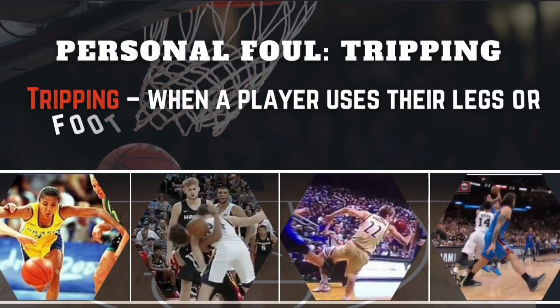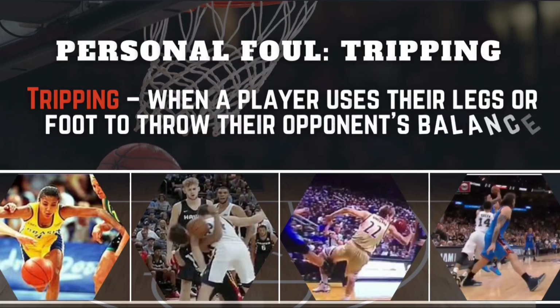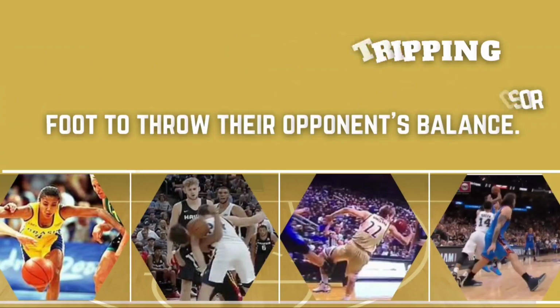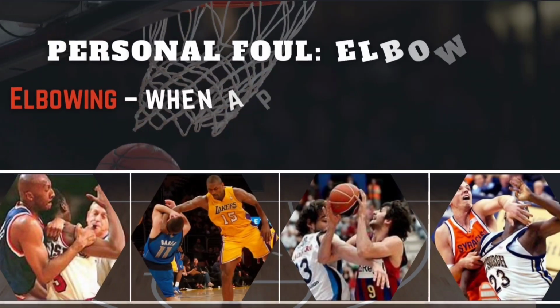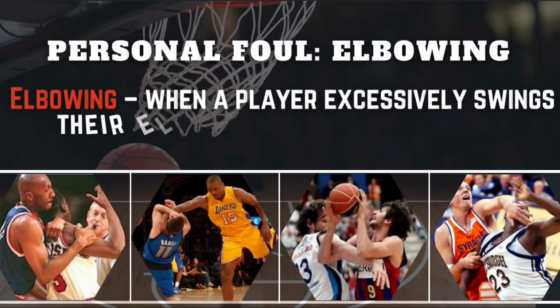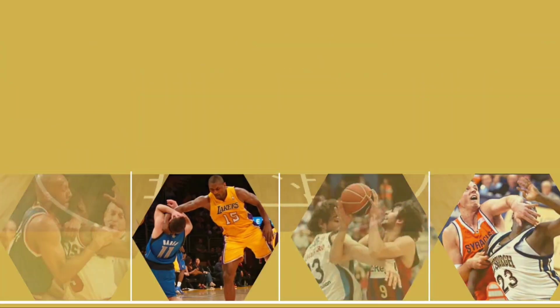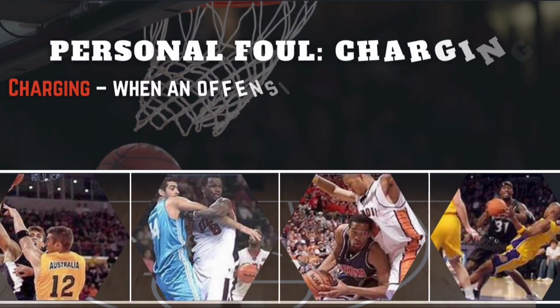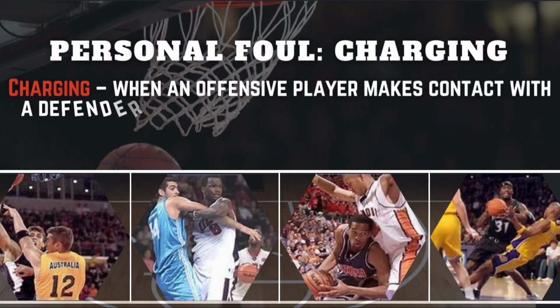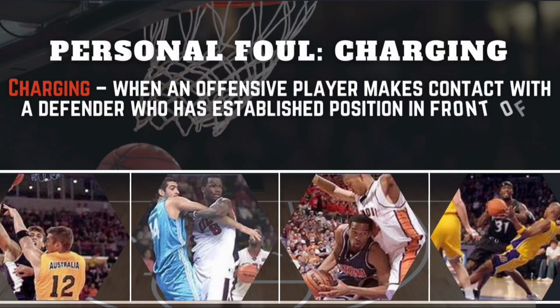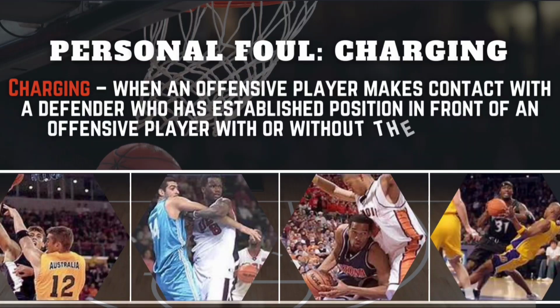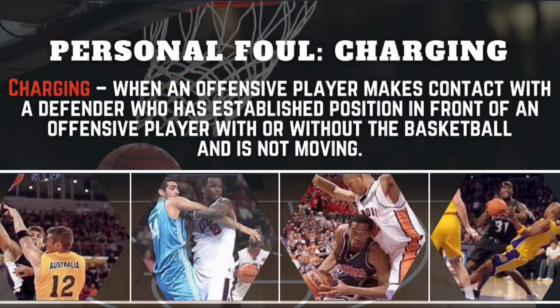Tripping. When a player uses their legs or foot to throw their opponent off balance. Elbowing. When a player excessively swings their elbows and hits another player. Charging. When an offensive player makes contact with a defender who has established position in front of the offensive player, with or without the basketball, and is not moving.